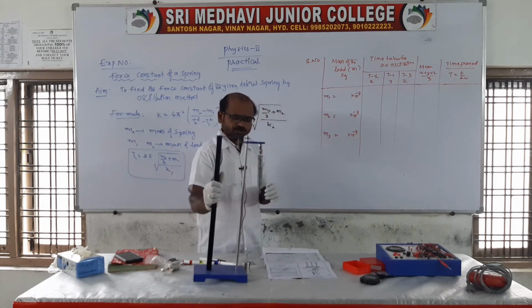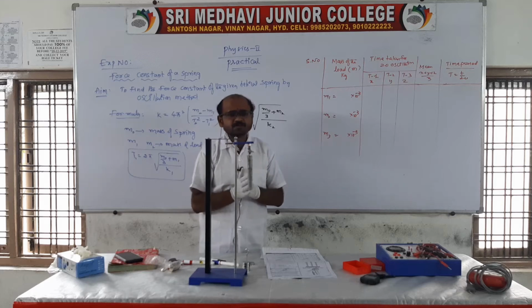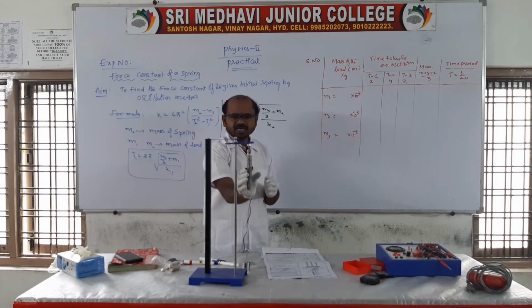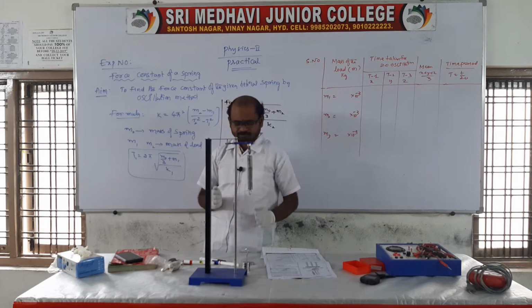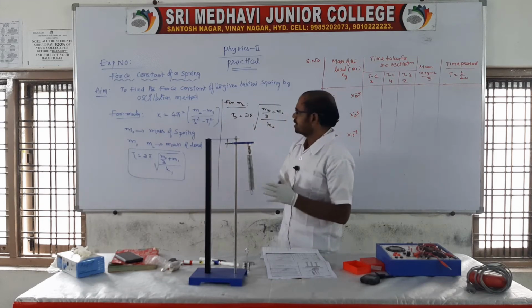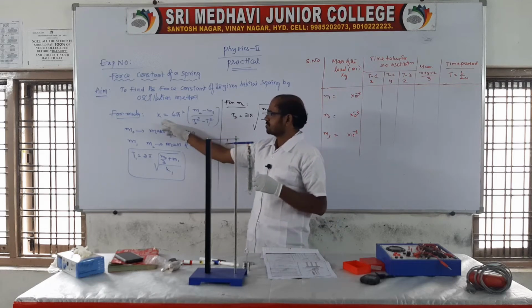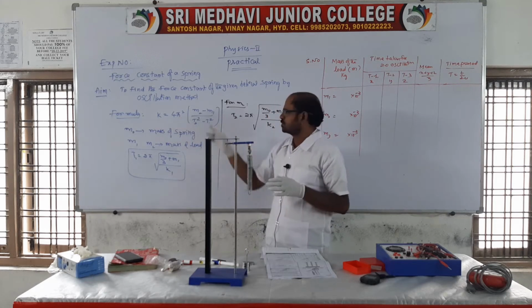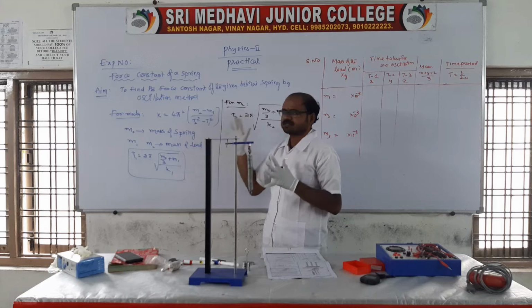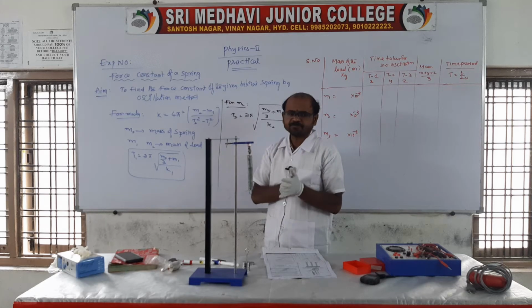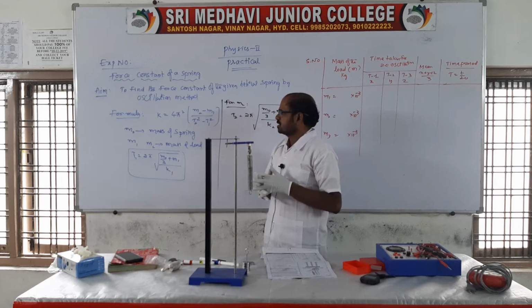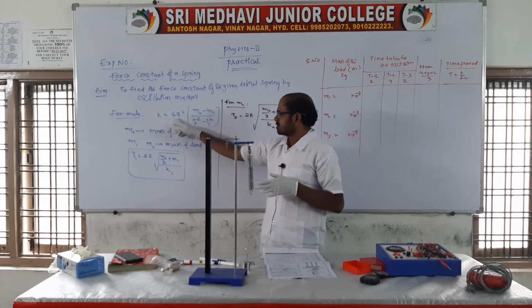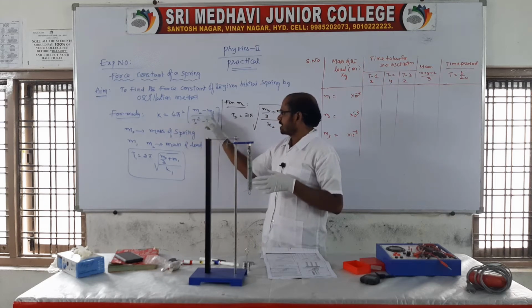Now, what we need to find is the spring constant of the given helical spring. There is a formula: k is equal to 4 pi square into (m2 minus m1) by (t2 square minus t1 square). It is the force constant k. We know this formula because we already did it in the first year. So from that formula we need to find k.